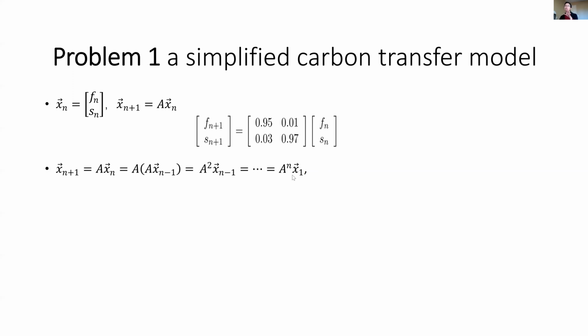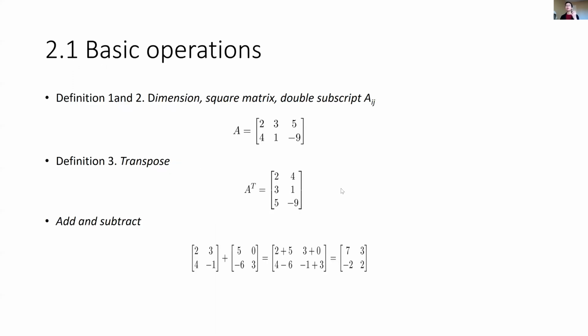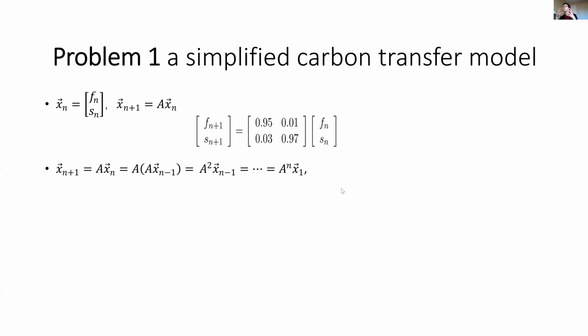So therefore, you can keep substituting this matrix equation, and you get to the point that the n plus 1 year is equal to A to the power n times x_1. So we're going to talk about this. This is simple matrix algebra that we want to cover in this lecture today. And then also we want to talk about that this computation of A to the power n is sometimes computationally expensive. So we want to come up with another idea to compute A to the power n.